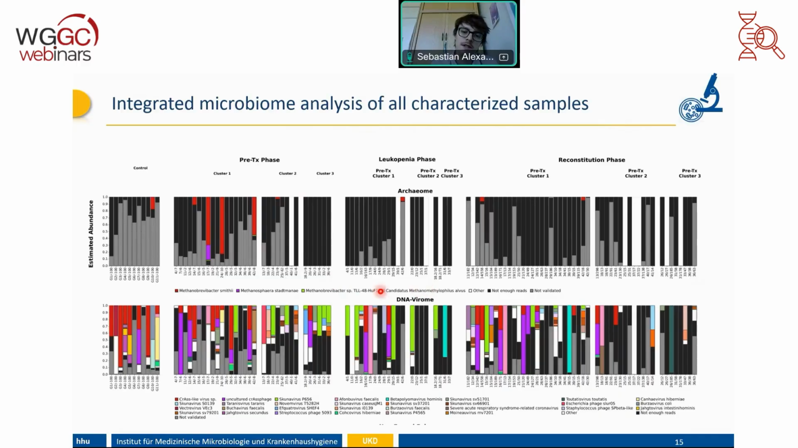We also looked at the DNA virome. It is also possible to analyze RNA using nanopore sequencing, but not for our case. So here we just looked at the DNA viruses. And we see that for the healthy controls and also for cluster 1, an increase of the crAss-like virus, and on the other hand, an increase of Schooner virus for the more unhealthy patients. Also an interesting finding, which was not described in the literature before.